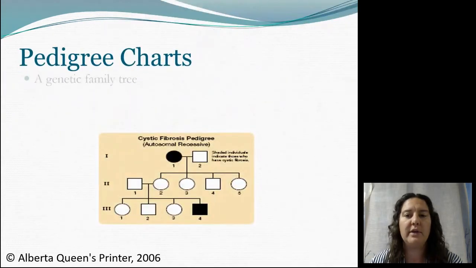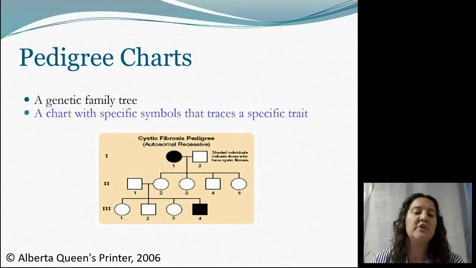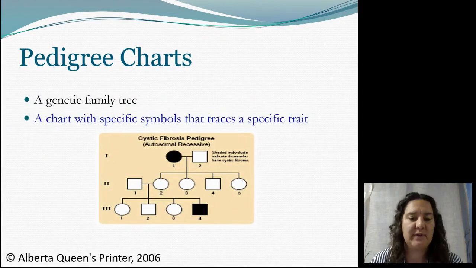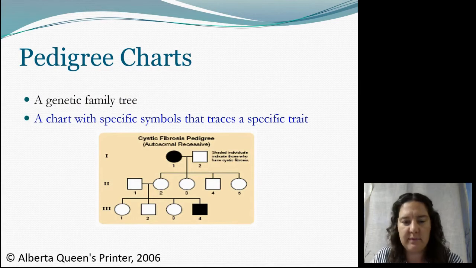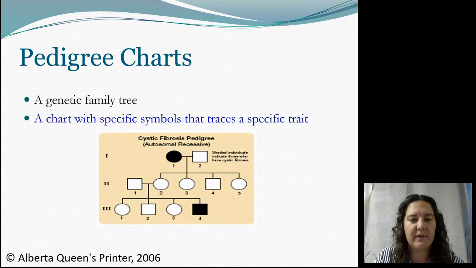So when we look at a pedigree chart, this is a family tree showing us the individuals that have a specific trait. So we have circles and squares representing gender. And then when the circles or squares are filled in, that means they're an affected individual. And an open circle will be an unaffected individual.